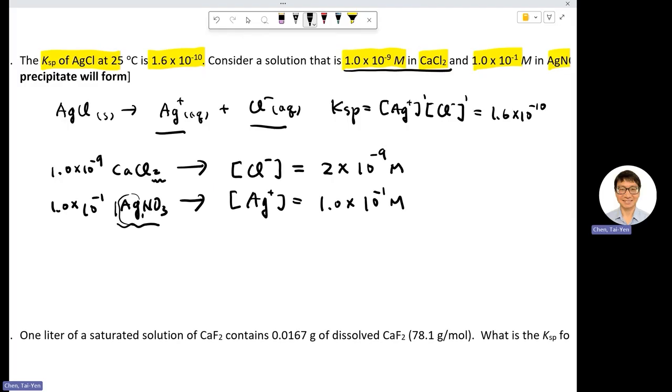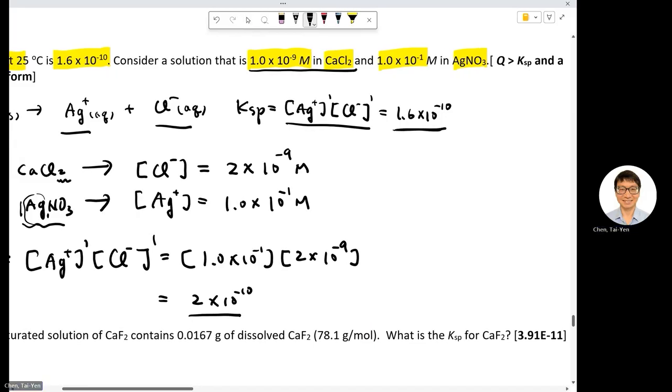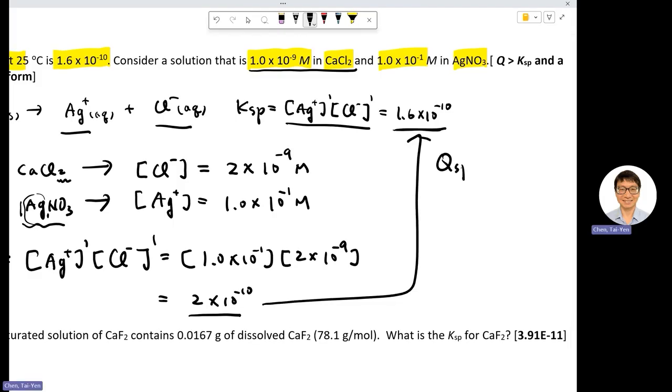what you do next is to calculate your QSP, right? And the QSP is computed this way, right? So Ag+ to the first power, Cl- to the first power. Okay, there will be 1.0 times 10 to the negative 1 multiplied by 2 times 10 to the negative 9. This will give you a value of 2 times 10 to the negative 10. Okay, and then you can compare to that KSP. Therefore, we know the QSP is larger than your KSP. Therefore, you are going to see the precipitate.